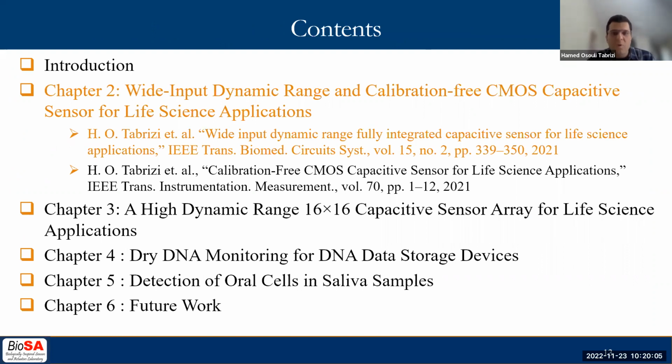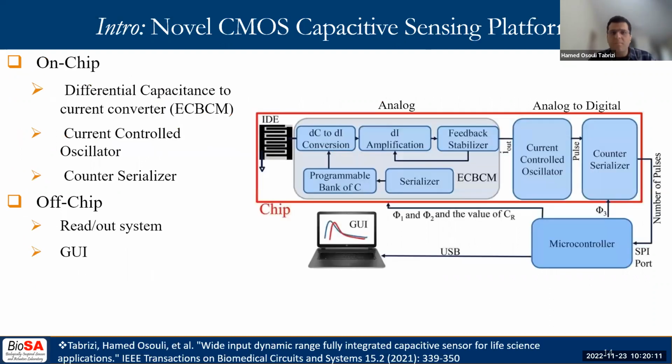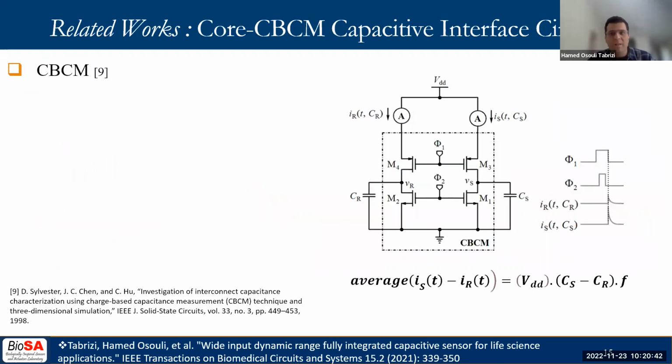Let me start with the first one, published in IEEE Transactions on Biomedical Circuits and Systems. In this paper, we have proposed the circuit and system shown in this diagram. The on-chip interface circuit consists of an analog part followed by analog to digital converter blocks. The core of the analog circuit is a DC to DI conversion block that converts differential capacitance to differential current and is called charge-based capacitance measurement circuit, or CBCM, which is shown in this schematic.